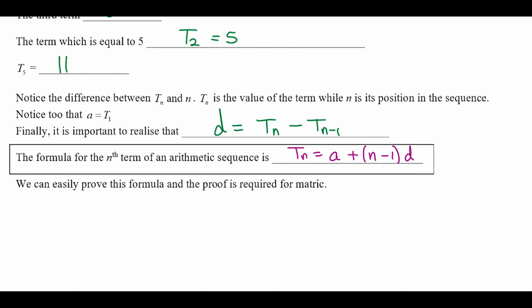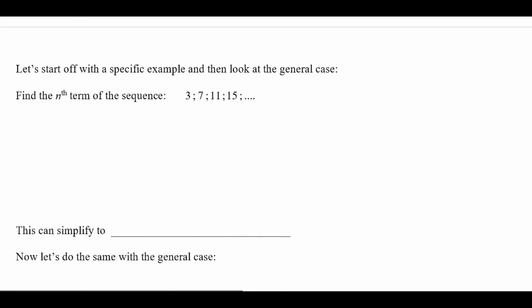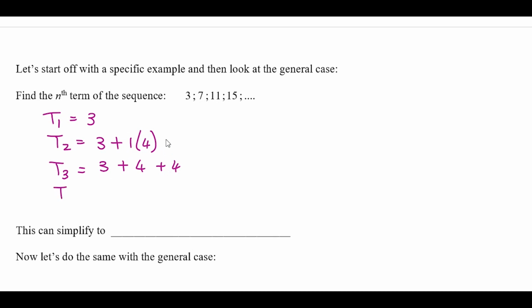We're going to prove this formula, and it's a proof that you need to know for matric. So let's turn over and have a look. We're going to start off with a specific example, 3, 7, 11, 15, and then we'll do a general example. So here we've got T1 equals 3. T2 is 3 plus 1 common difference of 4. To get to the next term, T3, we're going to add 3 plus a 4 plus another 4. So we're just adding 4 to the previous term.